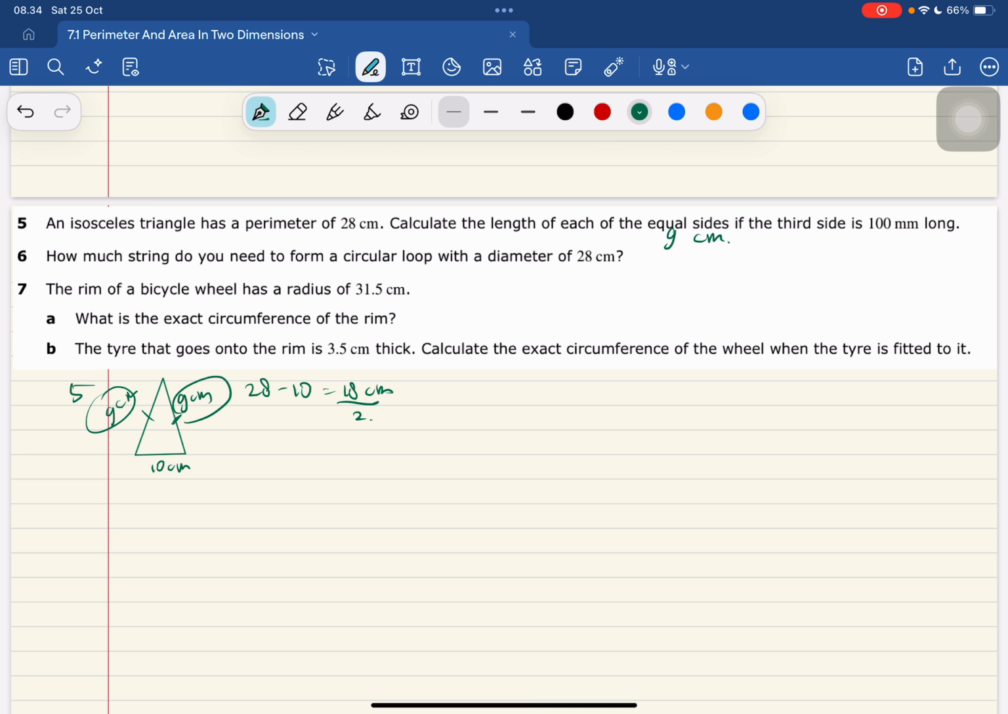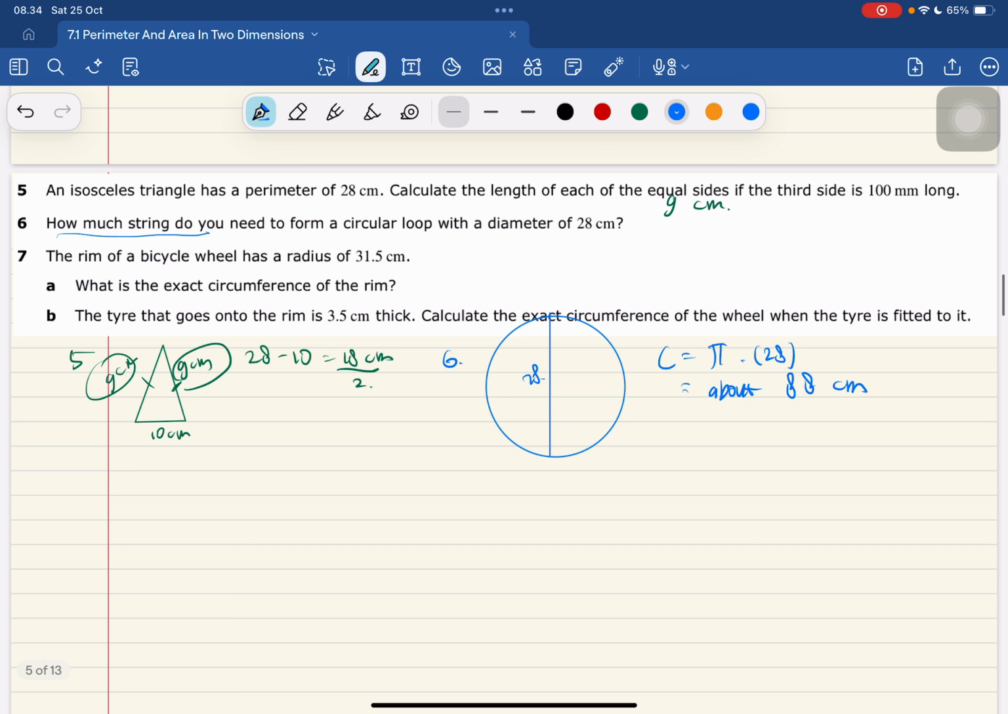So number 5, the answer is 9 centimeters. Number 6, how much string do you need to form a circular loop of the diameter of 28? Here, circular loop. This is number 6, diameter of 28. So the circumference is going to be pi multiplied by 28. So we can write it as about 88 centimeters. Remember, pi is 3.14.